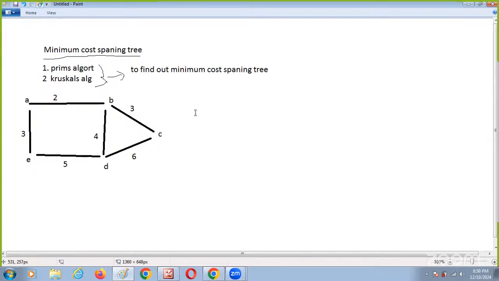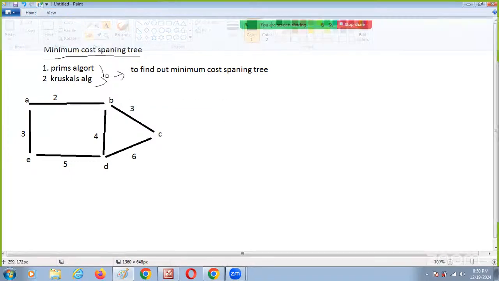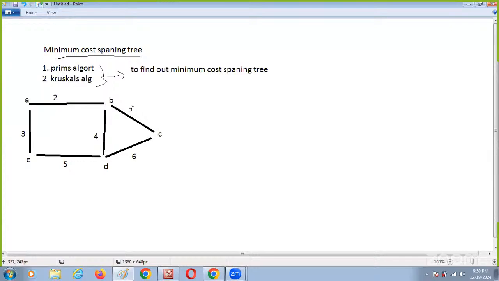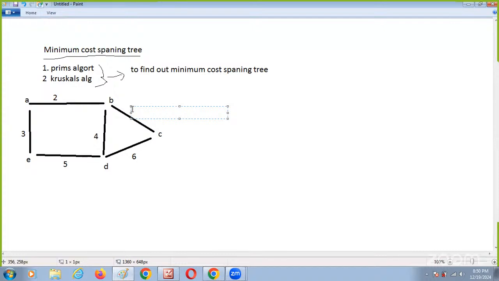Now, for the minimum cost spanning tree, the same weights can also be repeated, you can take them, no issue. The spanning tree can have the same weight in different places, they need not be different weights. That's not an issue.